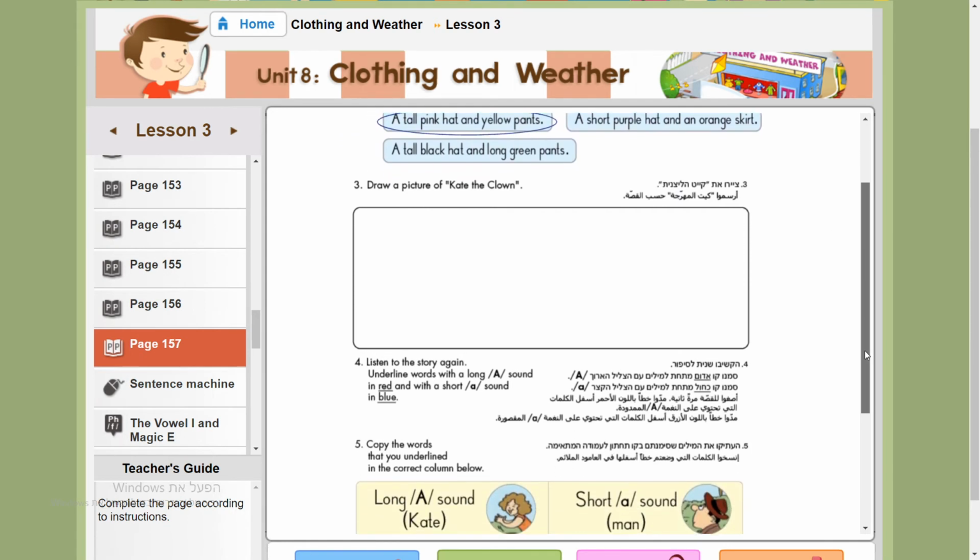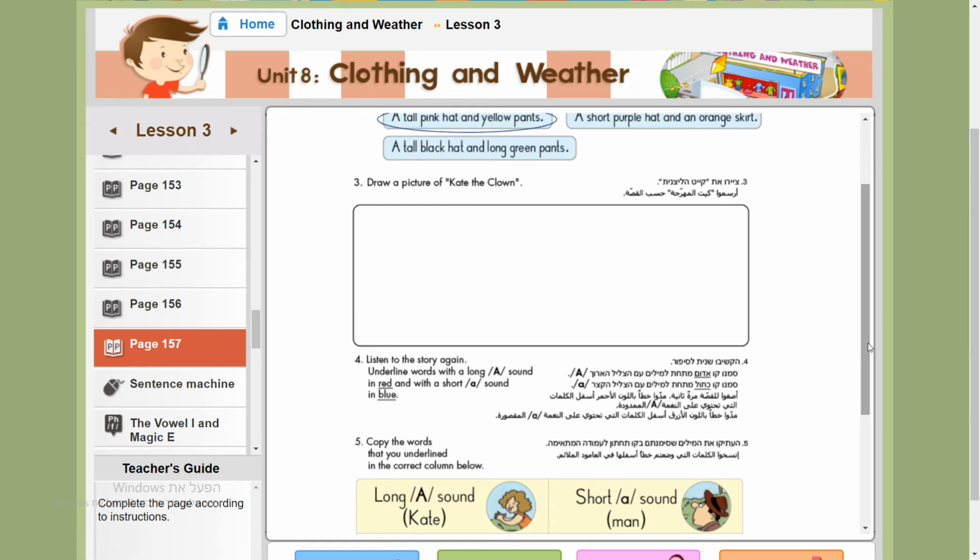Well, do you like to draw? Now you are going to draw a picture. Do you remember what it means, draw a picture? Draw a picture means ارسم صورة. Great, of Kate the clown. So I need you to think about how Kate looks in the circus and imagine, تخيل, how she looks and draw it. Okay, draw it here. You can use your pencil, your crayons, your colors, anything you like to do, and you can draw it here, okay?